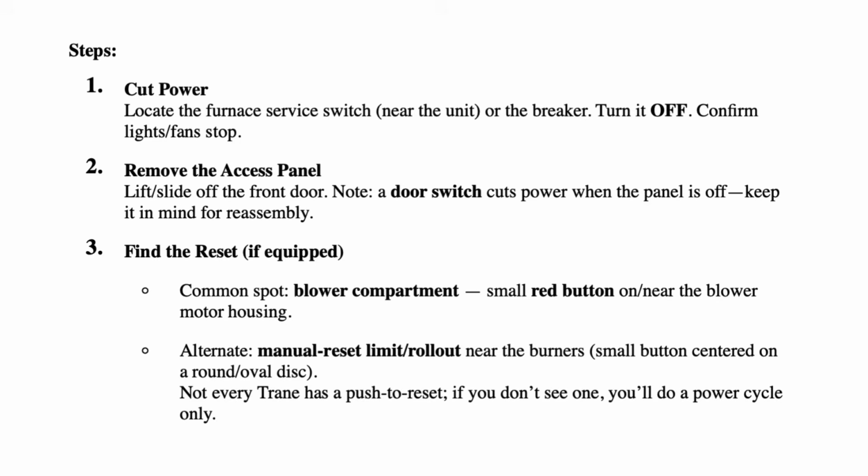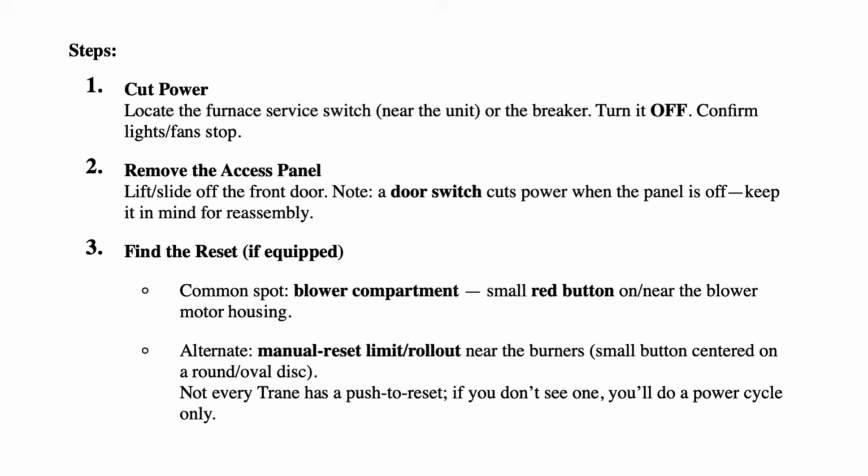Steps. 1. Cut power. Locate the furnace service switch near the unit, or the breaker. Turn it off. Confirm lights and fans stop. 2. Remove the access panel. Lift and slide off the front door. Note: a door switch cuts power when the panel is off. Keep it in mind for reassembly.